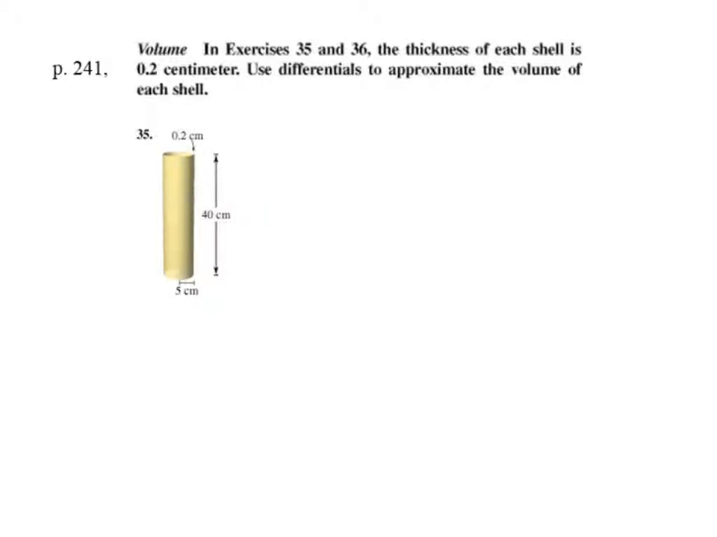Now, if we gave this problem to a geometry class, they would be able to actually determine the exact volume of the shell. And it wouldn't be all that hard. They would just get the volume of the big cylinder, and that would be the one that's got a radius of 5 centimeters, and then subtract the volume of the small cylinder, and that would be the one that has a radius of 4.8 centimeters. Of course we could do the same thing, but what we're interested in doing is just approximating that volume by using differentials.